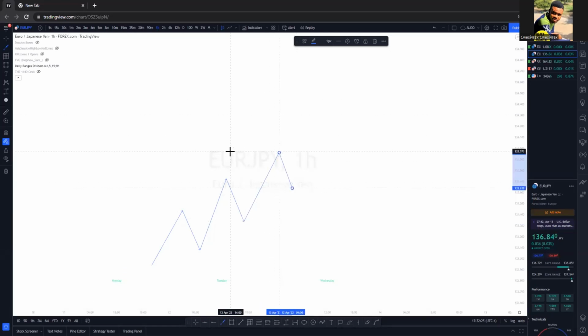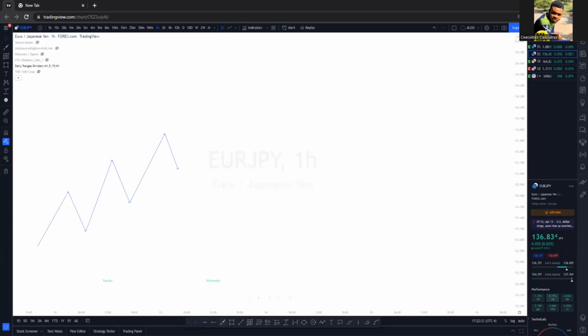There's a basic knowledge of market structure that most of you guys know, right? But structure is a topic on its own, right? And on the bearish market, it also forms a series of lower highs and lower lows. All right.